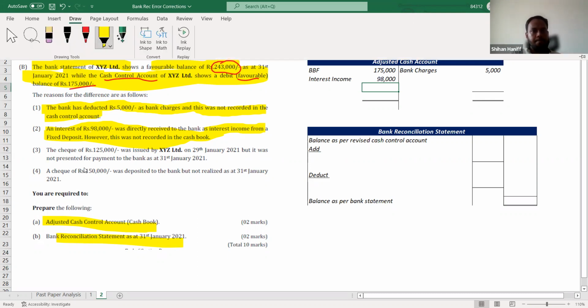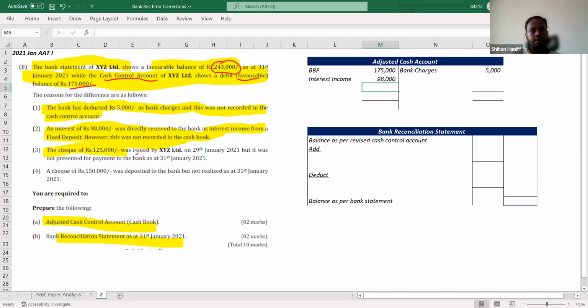Number 3. The check of 125 was issued by XYZ Limited on 29 January, but it has not been presented for payment to the bank. So this is called unpresented checks. We need to add unpresented check of 125.